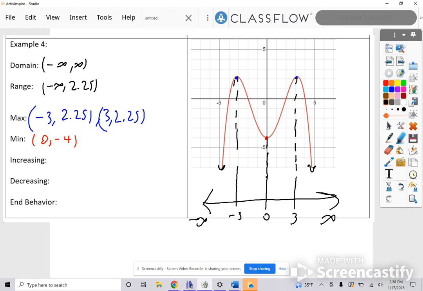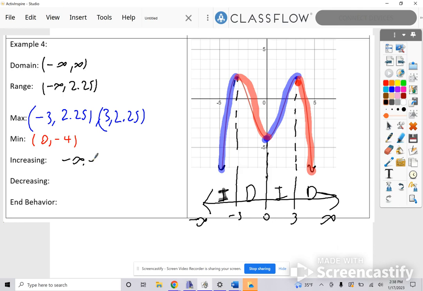Okay, over here, or actually let's do the highlights. Let's not skip steps. So increasing, decreasing, decreasing. Okay, so then increasing, decreasing, increasing, decreasing. So from negative infinity to -3, I'm increasing. From -3 to 0, I'm decreasing. From 0 to 3, increasing again. And from 3 to infinity, decreasing, with some unions.